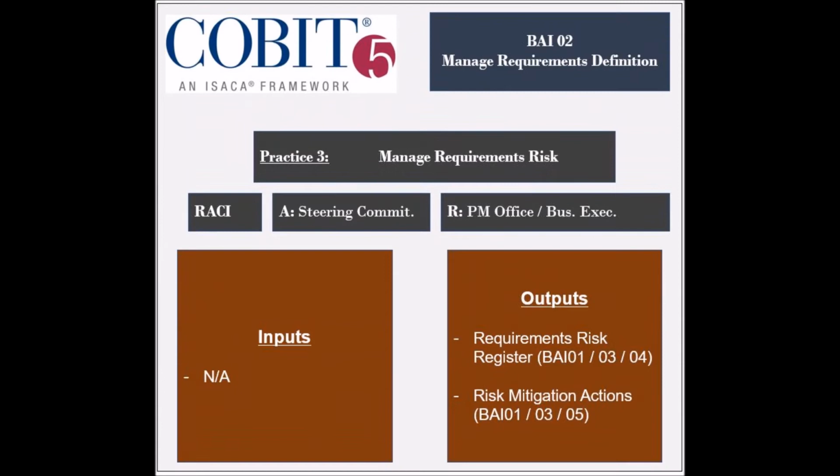The third practice is to manage the requirements risk. The entities that are responsible include the business process owners, the chief information officer, and the chief risk officer. The entity that is held accountable is the program steering committee. The practice receives no inputs from internal or external sources, but generates 2 outputs, which are the requirements risk register, and the risk mitigation actions, both to be used by several BAI processes.